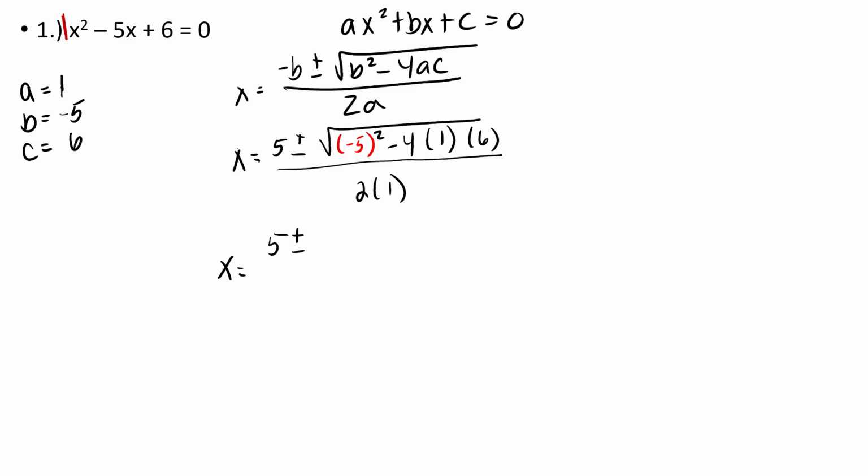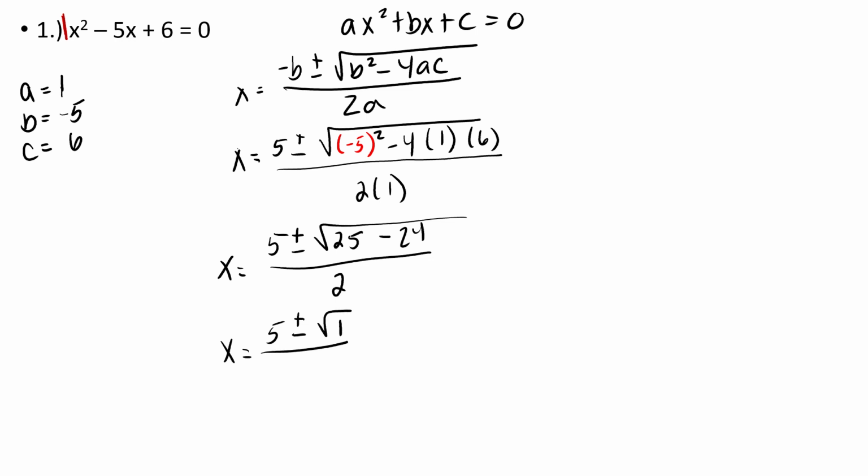So now we've got to tangle with that order of operations. We're going to start with the squaring. -5 times -5 is +25. And then 4 times 1 times 6 is 24. So we'll end up with 25 minus 24. And 2 times 1 is 2. 25 minus 24 is 1. And the square root of 1 is 1.